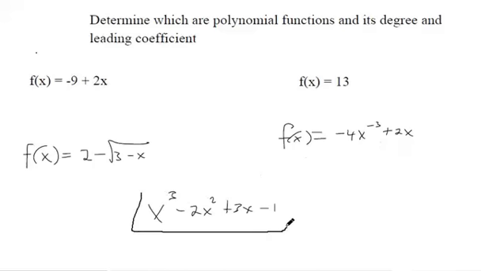Okay, and so this last example that I drew down here, this has a degree of 3 and a leading coefficient of 1, because there's an invisible 1 right here, right?